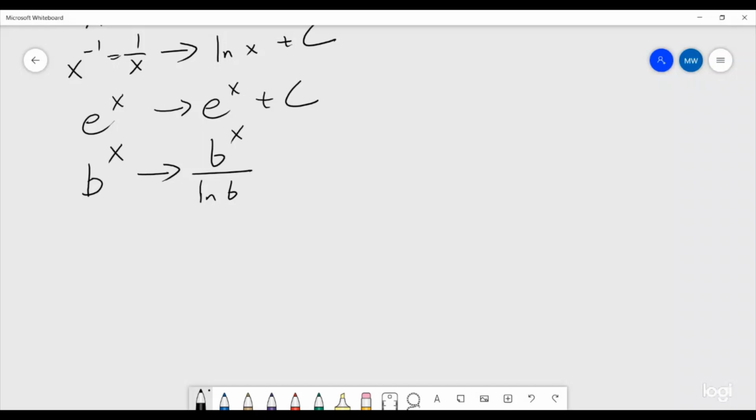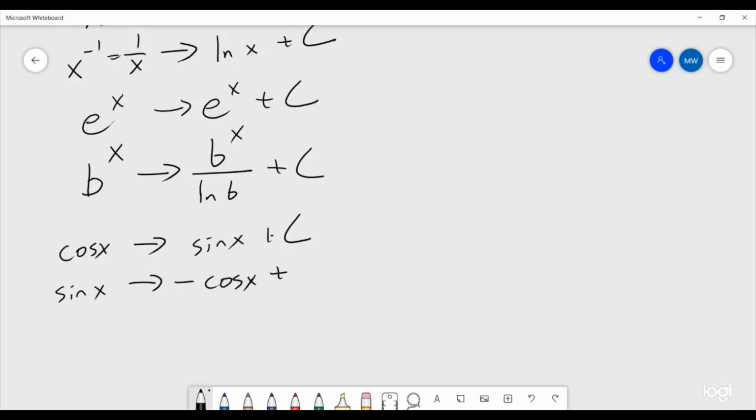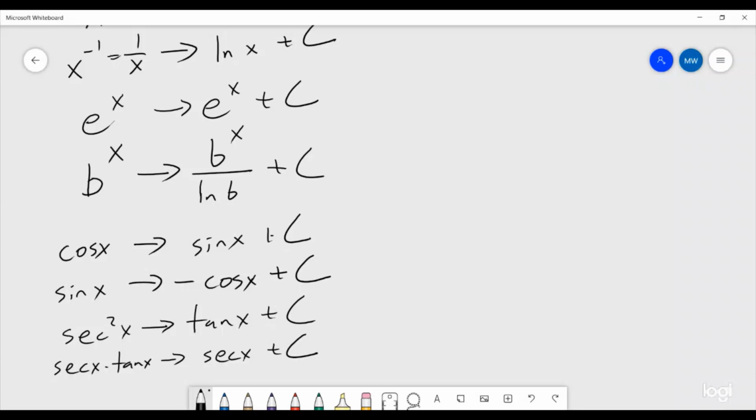Let's see, we got cosine of x. Antiderivative of cosine of x is sine of x plus c. Antiderivative of sine of x, that is negative cosine of x plus c. If you got secant squared x, the antiderivative of that is tangent x plus c. Antiderivative of secant x times tangent x, that is going to be secant x plus c. And that's just a list of some common ones.